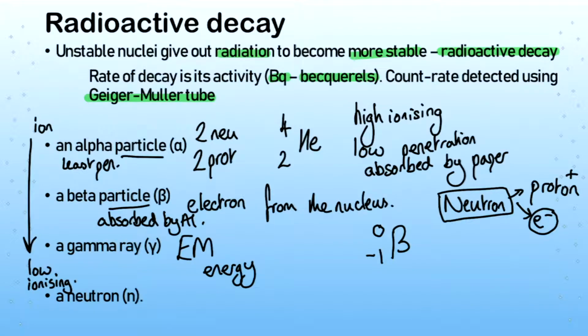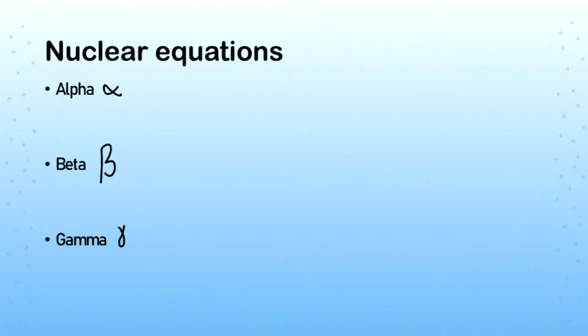So it can travel through a lot more. It's going to travel through many meters of air, and it will get stopped by a significant amount of lead, or a meter to 2 meters of concrete. So it's going to get absorbed by those. Absorbed by lead, Pb.